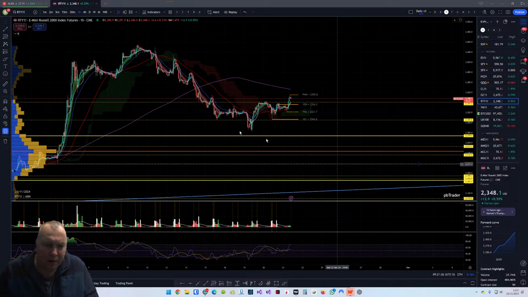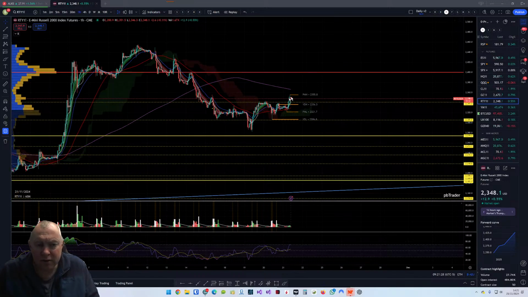This is a lovely pattern. Inverse head and shoulders pattern. That's the neckline there, and we've broken the neckline. We're coming back and now we're going to retest.